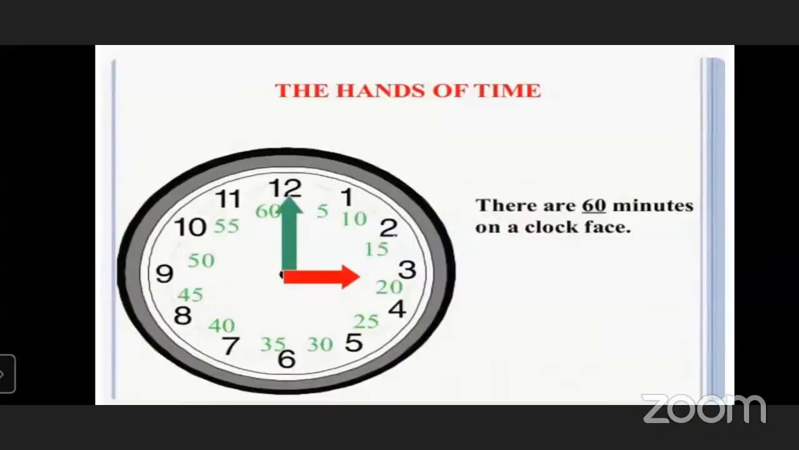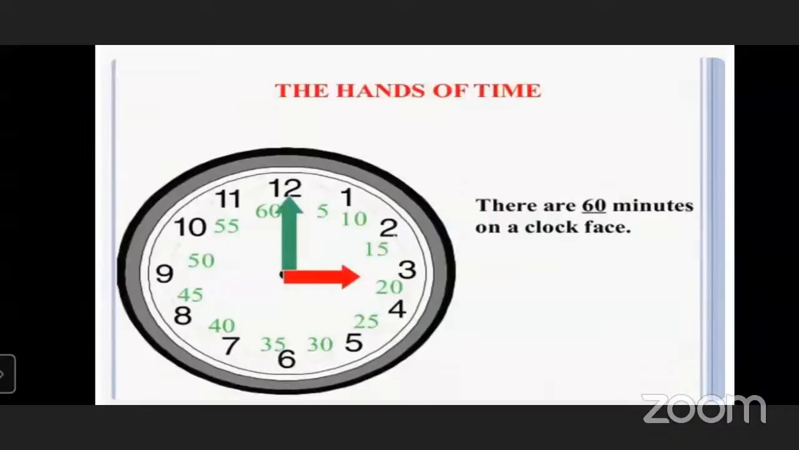Then we have to tell the five tables. 5 ones are 5, 5 twos are 10, 5 threes are 15, 5 fours are 20, 5 fives are 25, 5 sixes are 30, 5 sevens are 35, 5 eights are 40, 5 nines are 45, 5 tens are 50. So there are 60 minutes on the clock face.